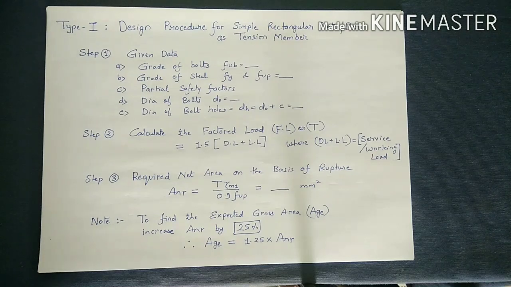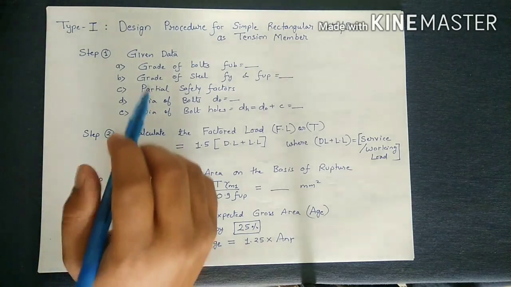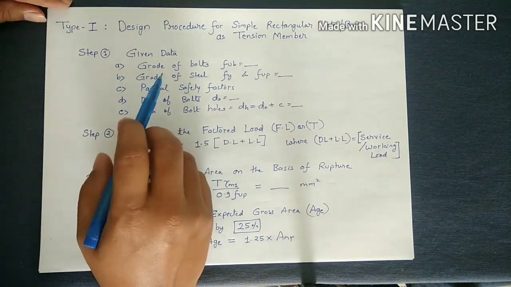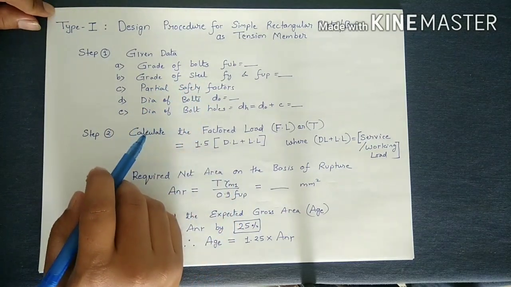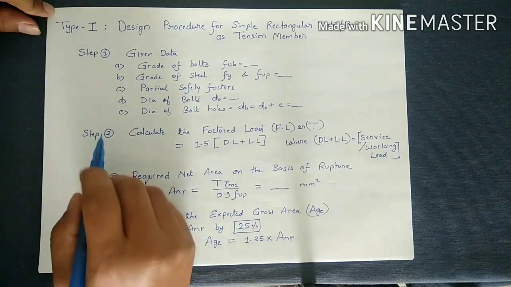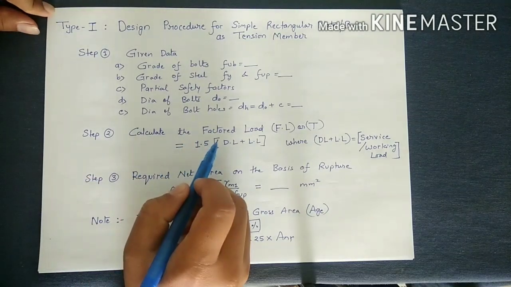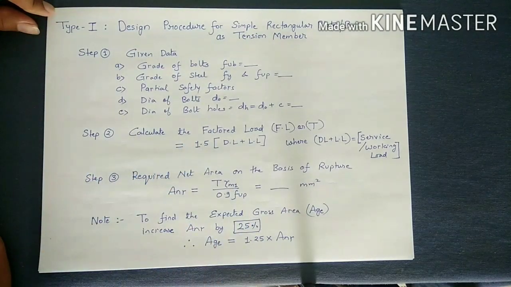So type 1 is the designing procedure of simple rectangular plate as tension member. Step 1 is your given data, in which you have to mention all the data which are given in your numerical or question. Step 2 is to find factor load. If your question contains service load or working load, then you have to calculate the factor load by multiplying by 1.5. Nowadays the question comes with factor load directly. So if factor load is given in the question, you don't have to multiply with 1.5. You can directly write the given value.